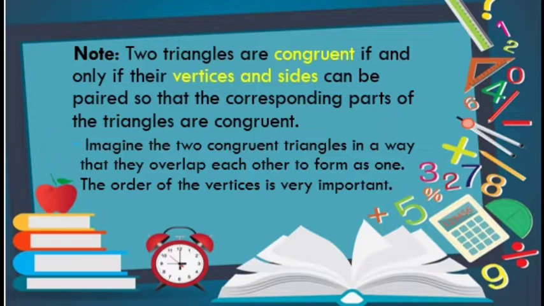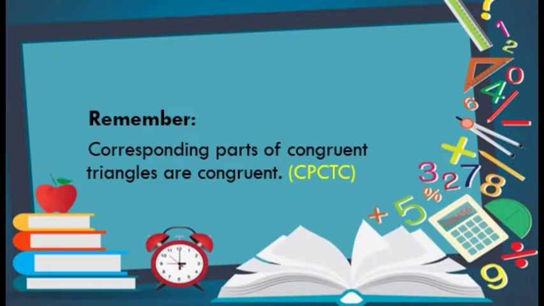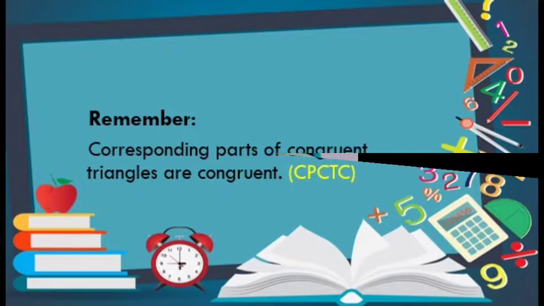Imagine the two congruent triangles in a way that they overlap each other to form as one. The order of the vertices is very important. And always remember the corresponding parts of congruent triangles are congruent, or what we call the CPCTC.